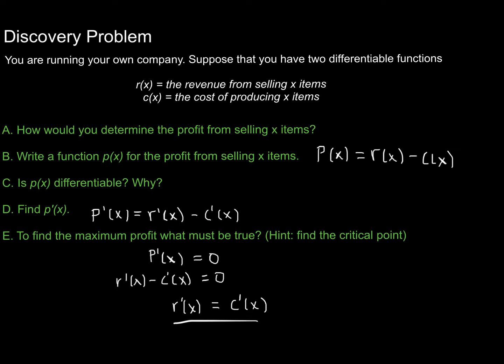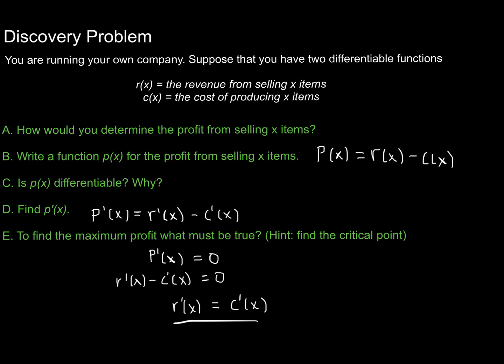What this is saying is that in order for a maximum profit to occur at a given value X, in other words, for your derivative of profit to be equal to 0, that will be the case when the derivative of the revenue is equal to the derivative of the cost.